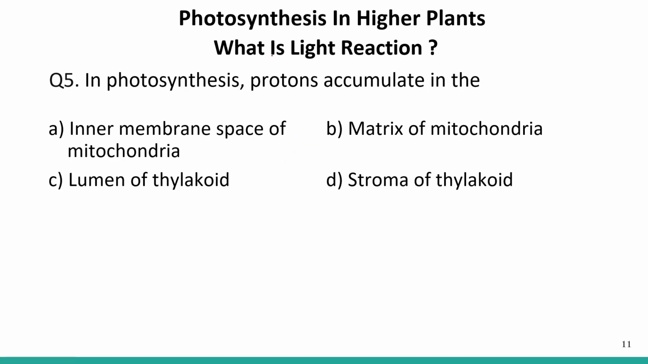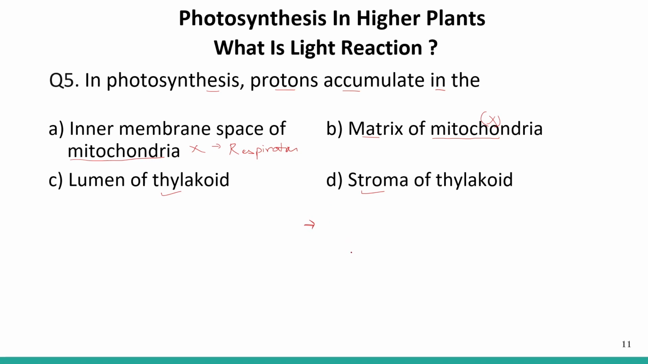Now coming to the next question, which is, in photosynthesis, protons accumulate in the inner membrane space of mitochondria. This is not true. Mitochondria is involved in respiration and not photosynthesis. So this option is not correct. Then again, matrix of mitochondria. This is also not correct. The third option is lumen of thylakoid, and the fourth option is stroma of the thylakoid. Now let's discuss these two points.